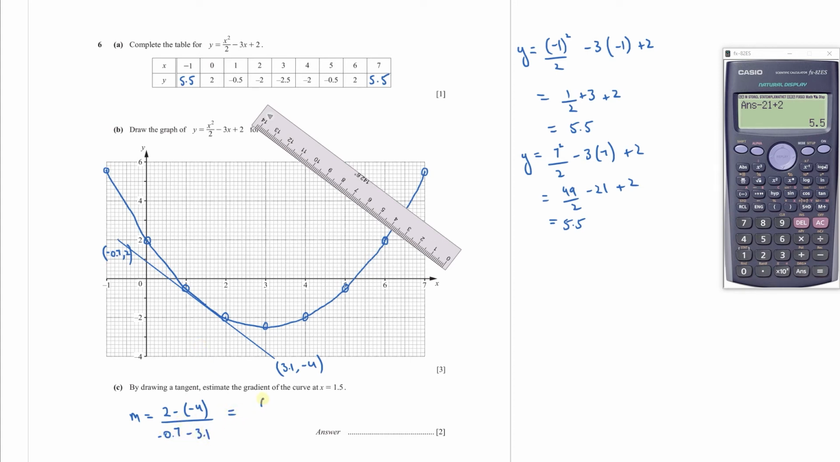So you will have 6, 4 plus 2 will be 6, and minus 3.8. So let's calculate 6 divided by 3.8. That is 1.57, and you have the negative sign here. So the gradient here will be, I'll write it up to 3 significant figures, so this will be minus 1.58.